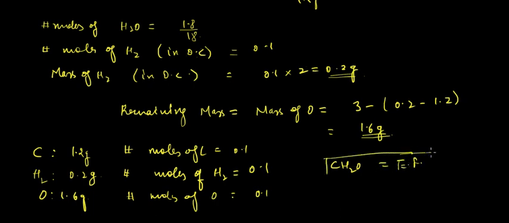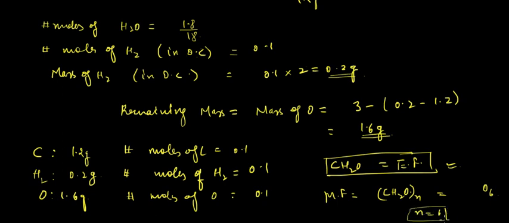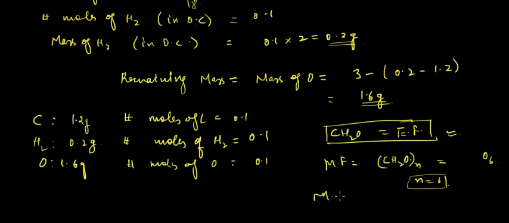Okay, and now for the calculation of the molecular formula, it is given that one molecule of the organic compound contains 6 atoms of oxygen. Then we know that molecular formula is equal to empirical formula with n in the subscript. So it contains 6 atoms of oxygen, so n would be 6. From here we can say that the molecular formula for the compound would be C6H12O6.